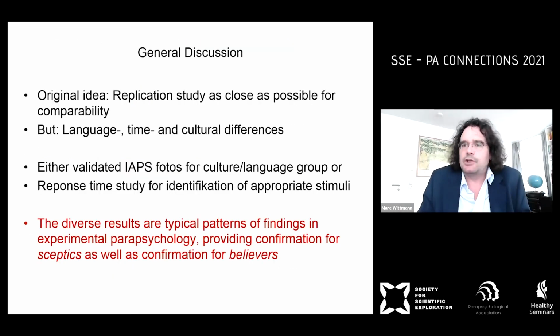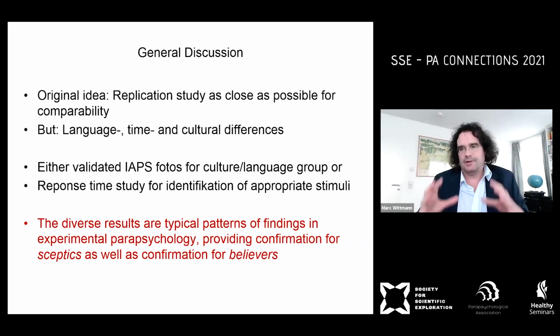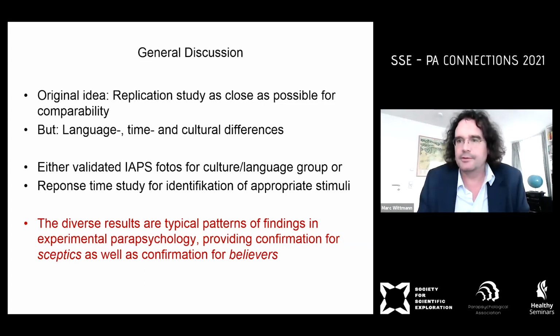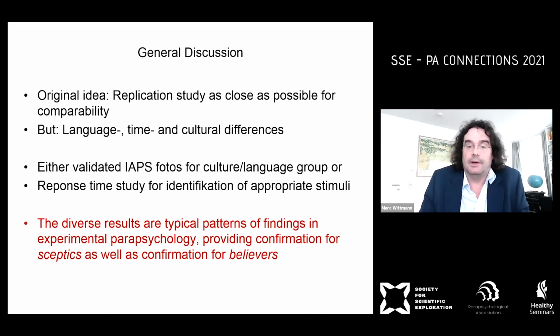Okay, general discussion. I'm closing soon. So the original idea was the replication study to have it as close as possible for comparability with your other studies. Therefore, we just chose the same photos, but there might be language, time, and cultural differences. So either we validate a priori the IAPS photos for culture and language before we test our more Central European, in this case Freiburg, students. Or we can also, of course, do a response time study for identification of the appropriate stimuli beforehand.